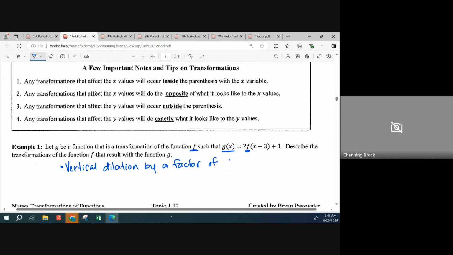of 2. And since we're going to start seeing more of our horizontal dilations here in a second, we need to make sure that we are identifying whether it's happening vertically or horizontally. So remember, outside is the Y, which makes it vertical. Inside is the X, which makes it horizontal. Then can we all agree that this is going to go right 3? And then up 1. All good? Nothing new? Turn the page.